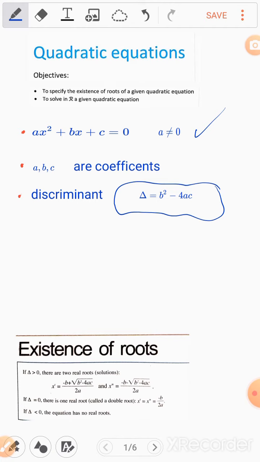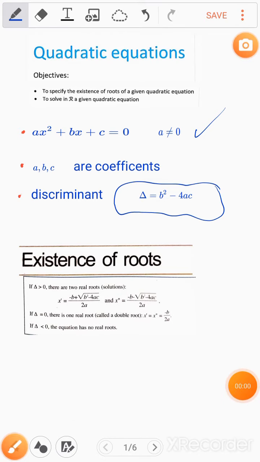Now in order to discuss our first objective, the existence of roots, to specify the existence of roots of a given quadratic equation. The existence of roots depends directly on the sign of delta. If delta is positive, there are 2 real roots. These roots are distinct. If delta is positive, there are 2 real solutions or roots.